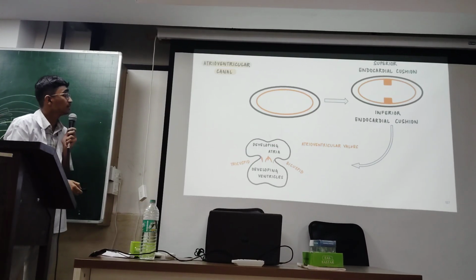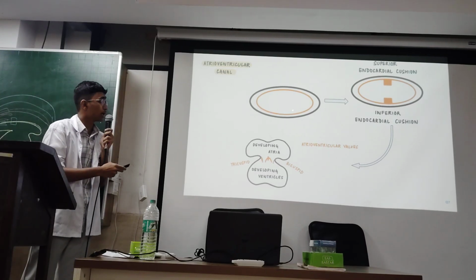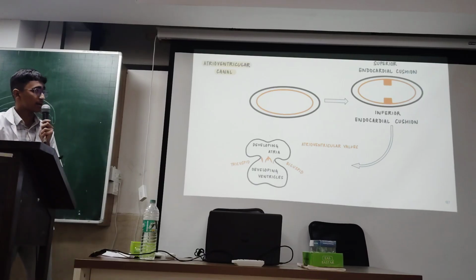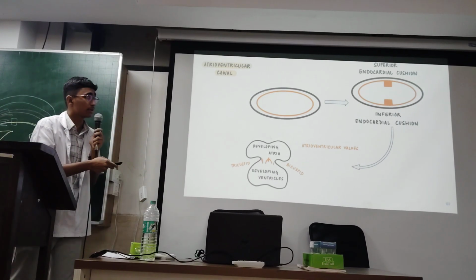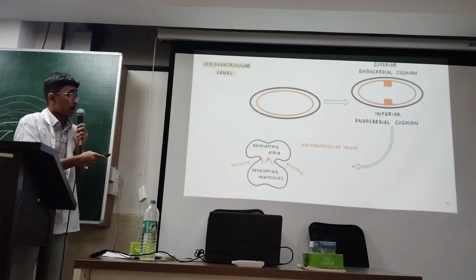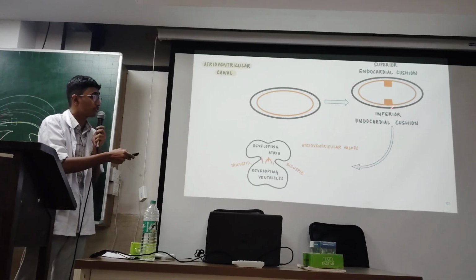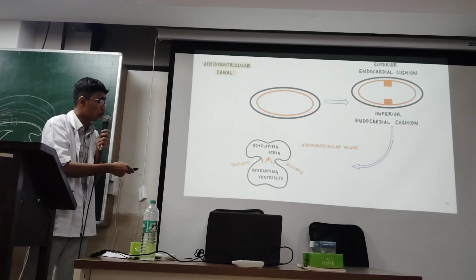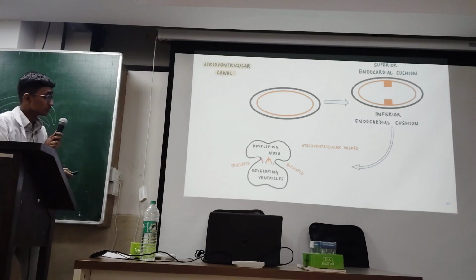So coming to the next slide, the atrioventricular canal. Here in the atrioventricular canal, the cushions start developing from both the anterior and posterior surface, that is the superior endocardial cushion and the inferior endocardial cushion. After that, this continues developing, and both will be fused. So we will get 2 openings, and they will have their respective walls.